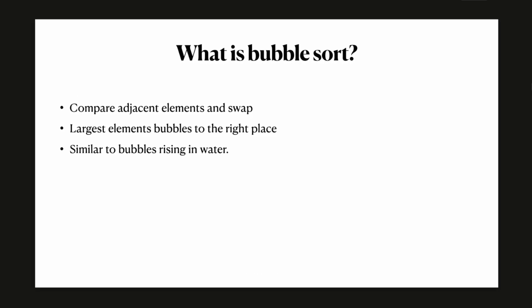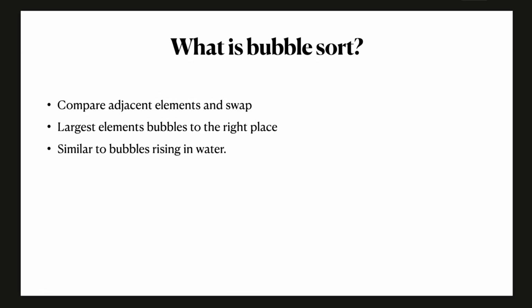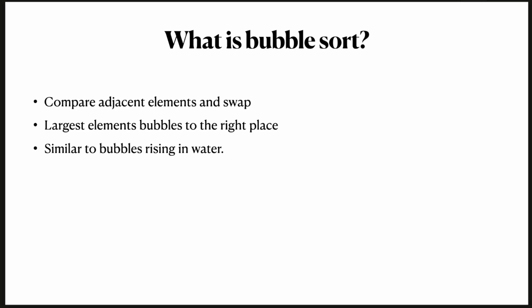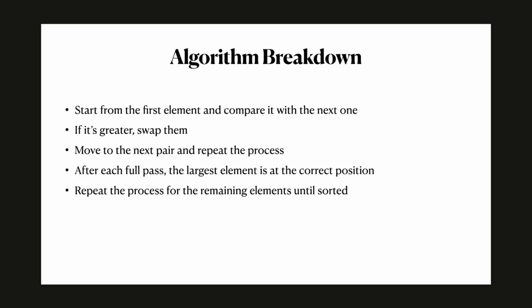Bubble sort is a simple sorting algorithm that repeatedly compares adjacent elements and swaps them if they are in the wrong order. The largest elements bubble to the top, similar to the bubbles in the water. Now let's break down the algorithm. What are the steps involved in the process of bubble sort?